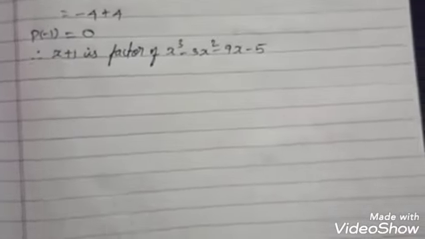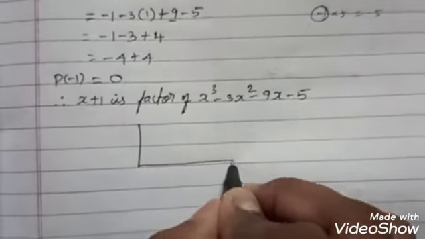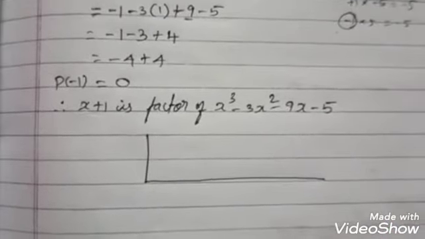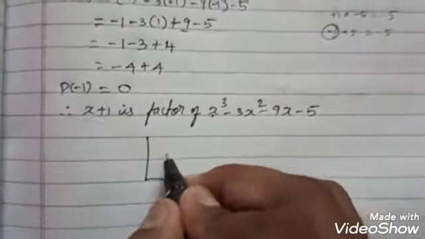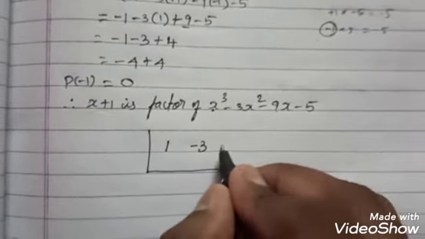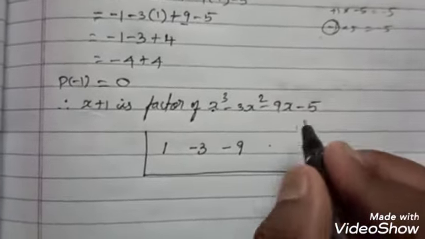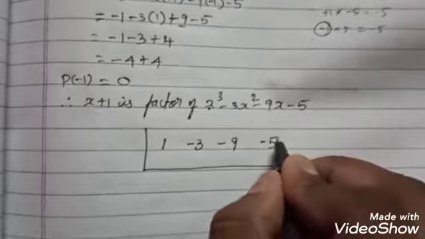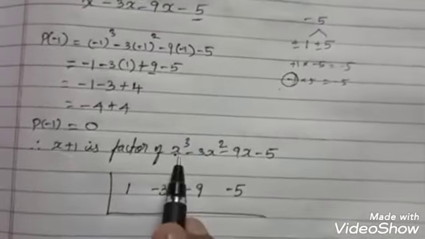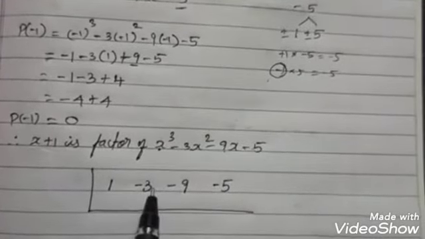So now we have to take the synthetic division method. In synthetic division method, first you need to write all the coefficients. What are the coefficients? 1. Here minus 3. Here minus 9. Here you write the constant. And the same way, if any of the terms is missing, you should write 0 instead of that one.